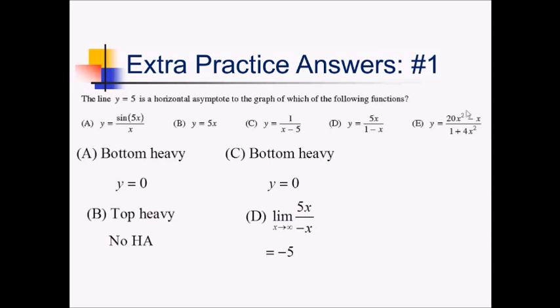For this last one, as x approaches infinity, we can disregard the negative x and the 1 because those are slower growing terms. So we really just have the 20x squared over 4x squared as x approaches infinity. And this just reduces flat out to y equals 5. So choice E then is what we're looking for.